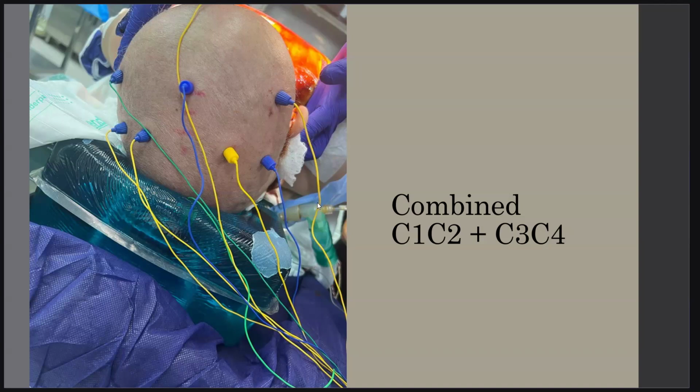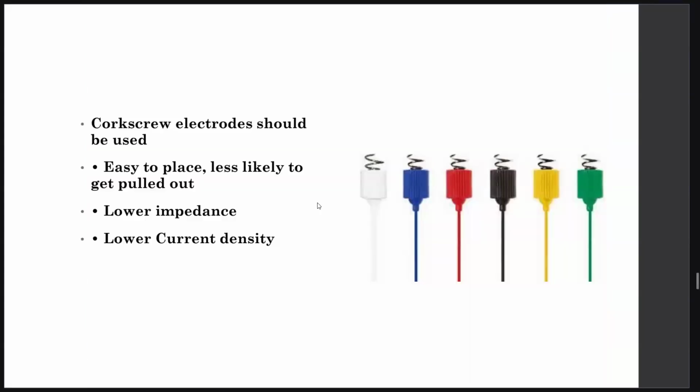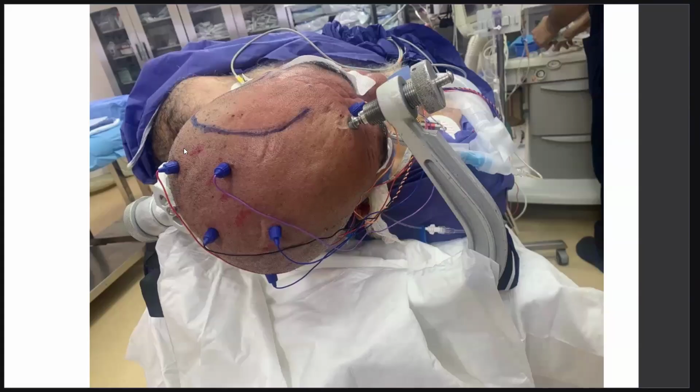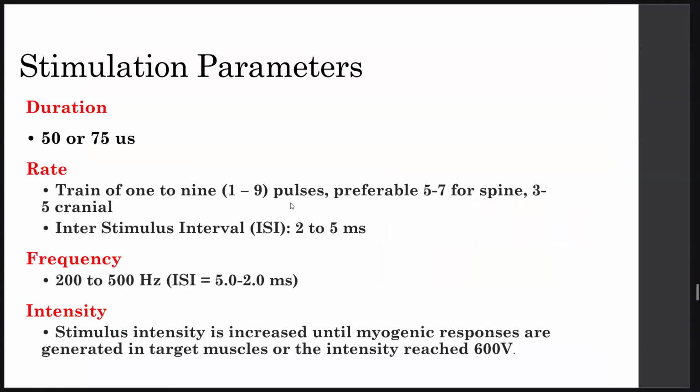This is only the C1, C2 montage. The recording is by these electrodes, which are corkscrew electrodes. They cannot be pulled out. They have less current density and they have lower impedances. You can use needle, but you can't use surface electrode. Either needle or corkscrew.